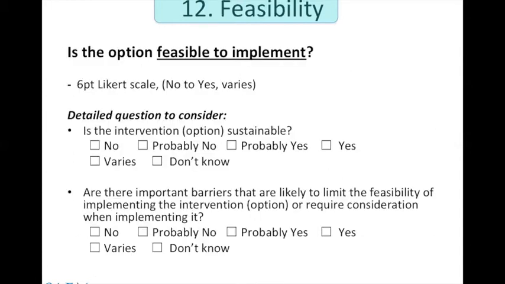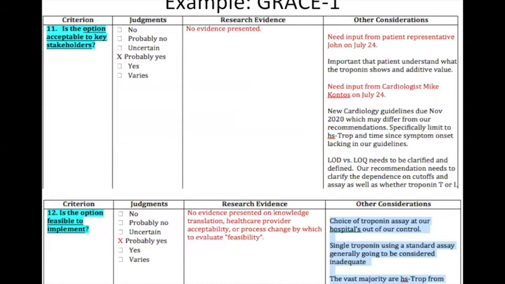Feasible to implement, 6-point Likert scale, no to yes, and it varies. Detailed questions: is the intervention sustainable? So if you start it, can you keep it going? Because that's of little value if it's a good intervention, but you can't sustain it. Are there important barriers to implementation that would limit the feasibility and need to be overcome, and then create facilitation strategies to optimize sustainability? So 2 questions to look at there. In the GRADE group 1, is the option acceptable to key stakeholders of single troponin testing versus serial troponin testing? The group said probably yes, although there was no research evidence to back that up.